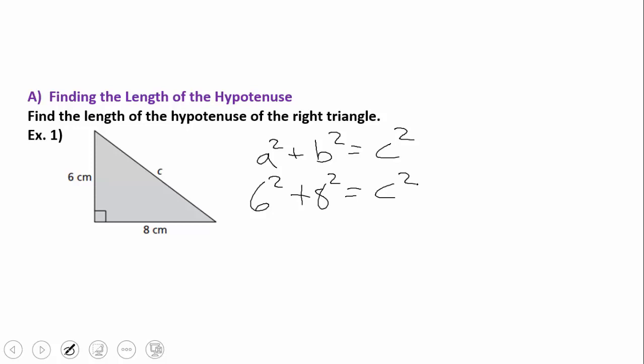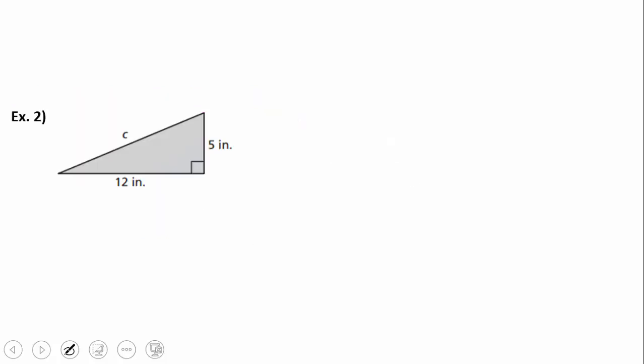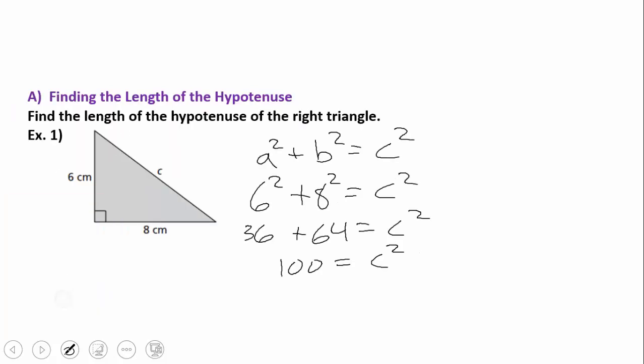Now we just do the math. 6 squared is 36, 8 squared is 64, that's equal to c squared. Add the two together, 100 is equal to c squared. Now if I want to find the answer to c, the length of that hypotenuse, I do the square root, which is the inverse of squaring, and I find that 10 is equal to c. So c is 10 centimeters for that hypotenuse.